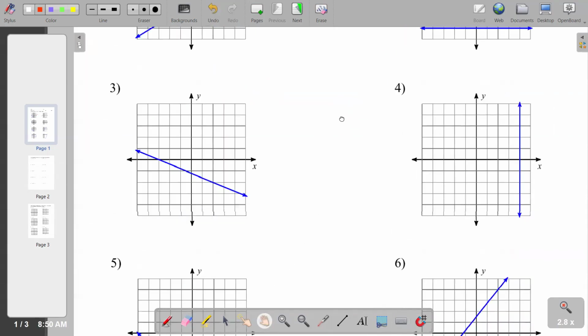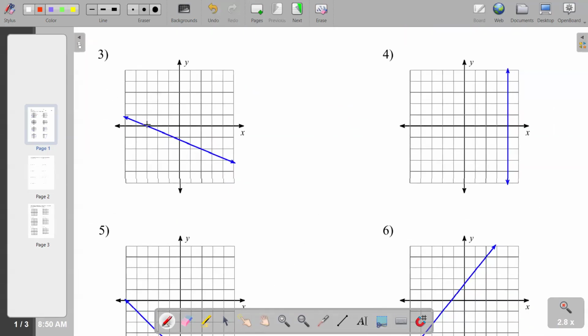Number three, again, I'm going to look for lattice points. I see one here. And again, I have to go pretty far. I see another one, but not till over there. So I'm going to write m equals negative, and I'm going to write my negative sign so I don't forget. And then I'm going to count it out. It's going to be down 1, 2, and then across 1, 2, 3, 4, 5. So it's 2/5 with a negative sign in front of it.